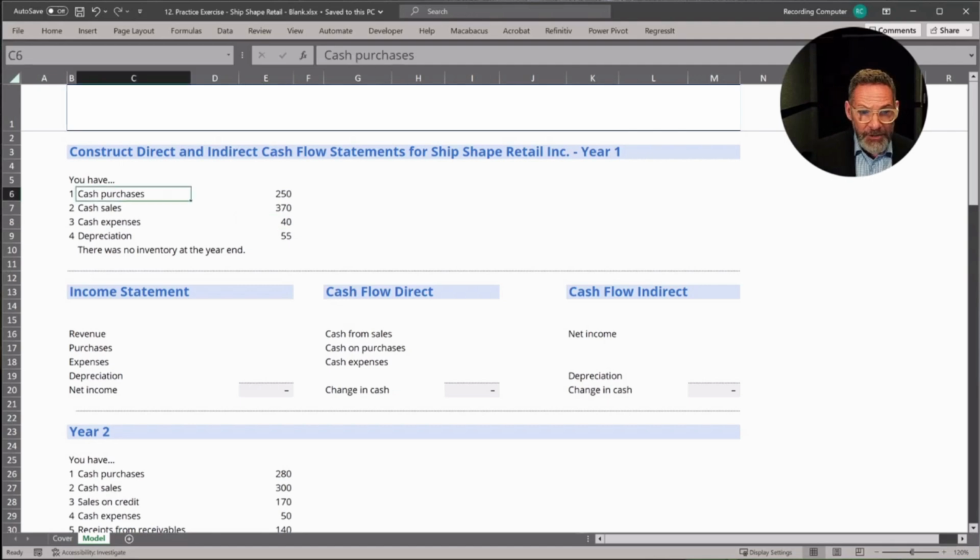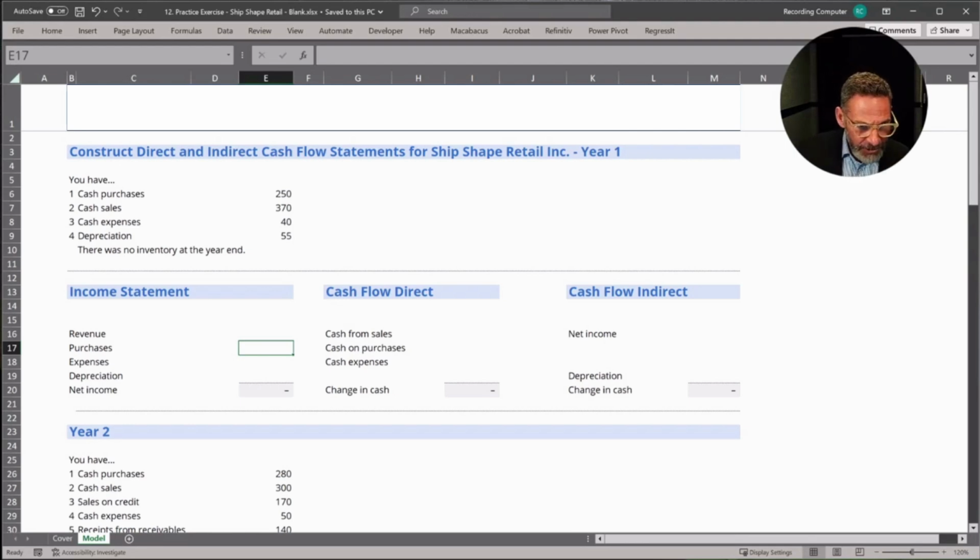So here we have a situation where in the first year, all the expenses and all the revenue are cash. We only have one non-cash expense, and that's depreciation. So we're going to record anything that's revenue or a cash inflow as a positive number, and anything that's an expense or a cash outflow as a negative number.